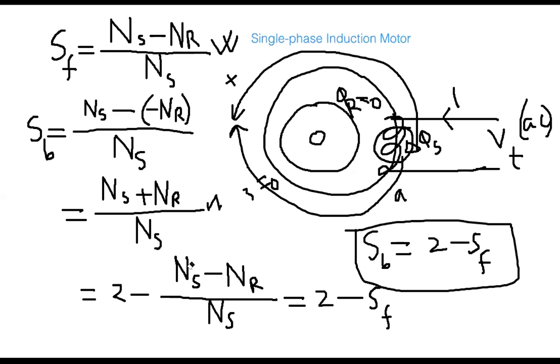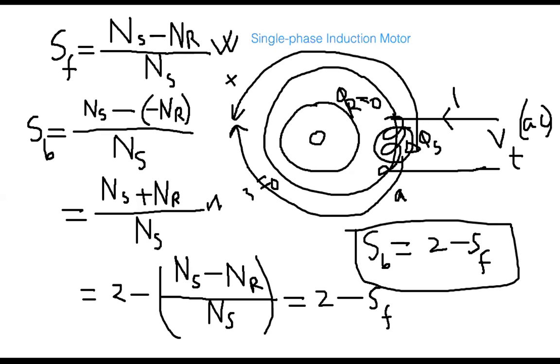And then why did I write it in that way? Because you see that NS minus NR over NS looks like a forward slip. That is the definition of forward slip. So I can express this portion by SF. Therefore this 2 is this 2, and this portion is that forward slip. That's why I said 2 minus SF. And finally I just wrote here in a box that SB is 2 minus SF. I think everybody now understands.